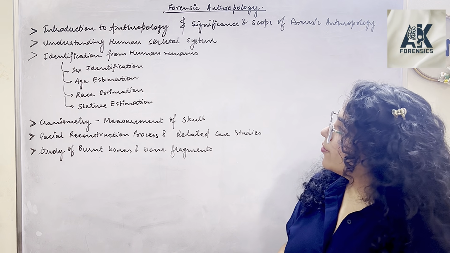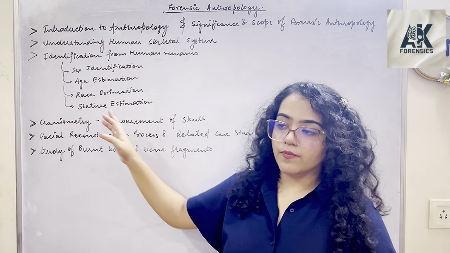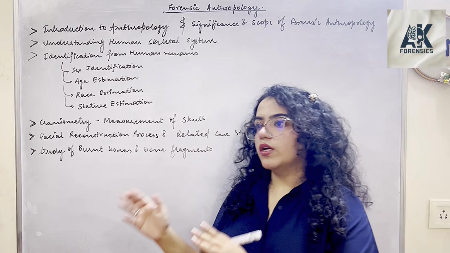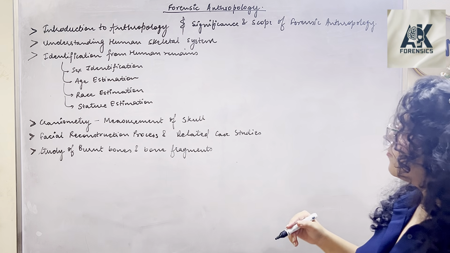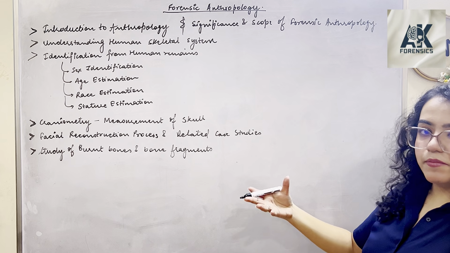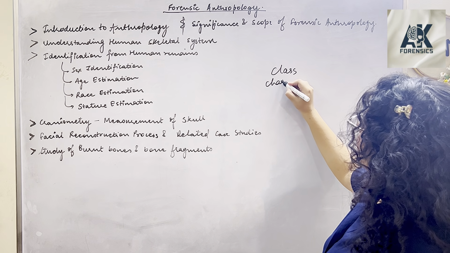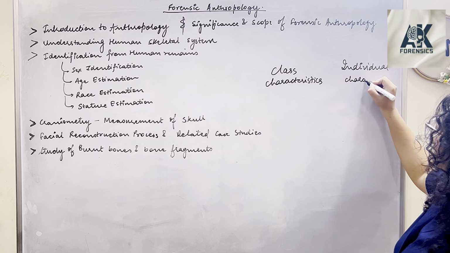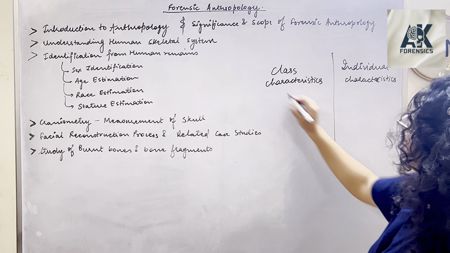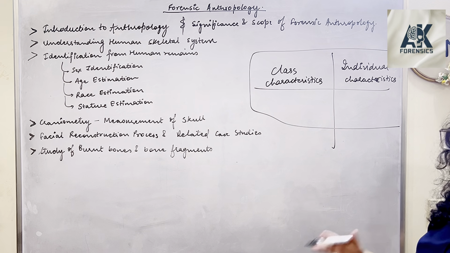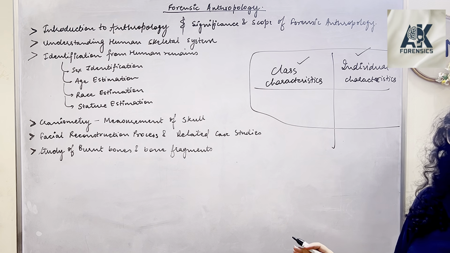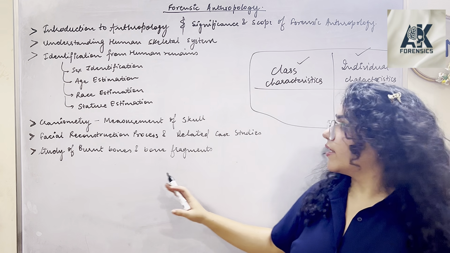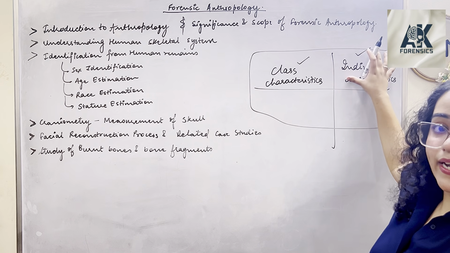Then we will be studying not only identification of these features. Whenever we talk about something in forensic science, it has two stages, or you can say two categories. Whenever we study identification or estimation of something in forensic science, there are class characteristics and there are individual characteristics. Whenever you study any field in forensic science, there are these two basic characteristics that you must know. No matter whether you are studying fingerprints or any other area of forensic science, there is always a class characteristic and there is always an individual characteristic.